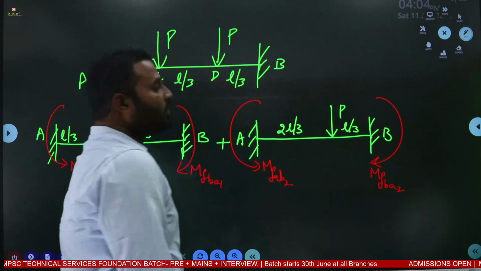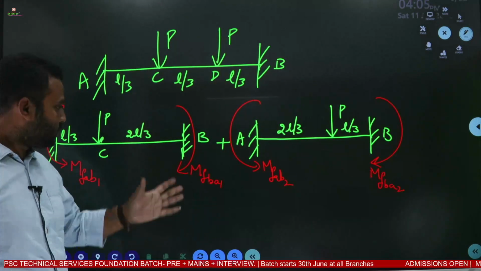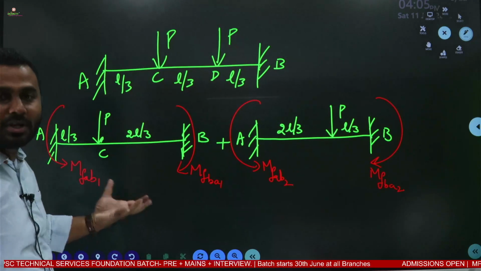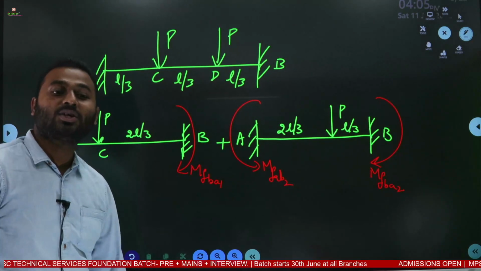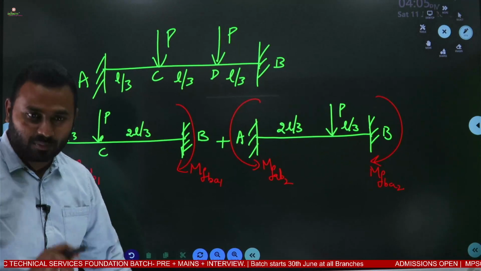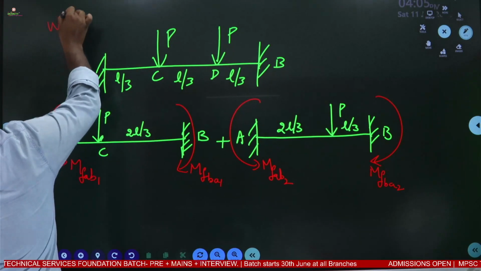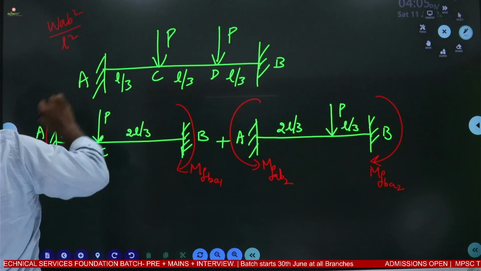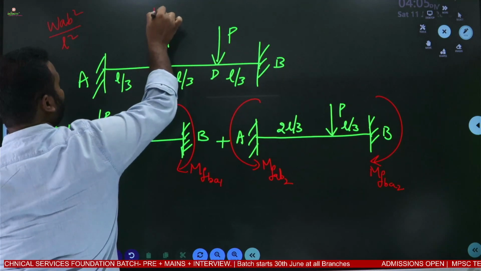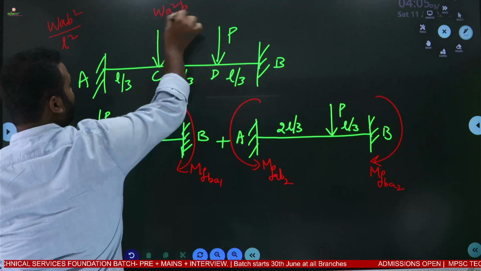Okay, as I said, we need to take the algebraic summation. So for this we have the formula. It means a fixed beam subjected to eccentric point load. For that we have a formula. So what is that formula? Let me write here. W A B square by L square for this end, and for that end the formula is W A square B by L square, right?